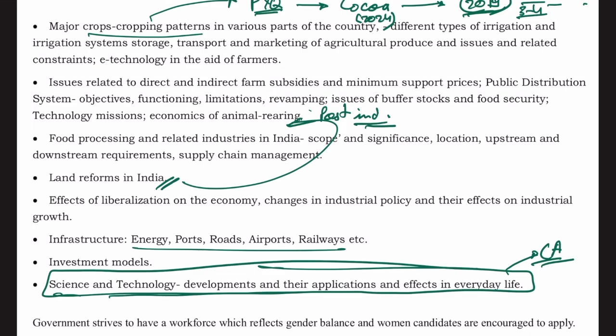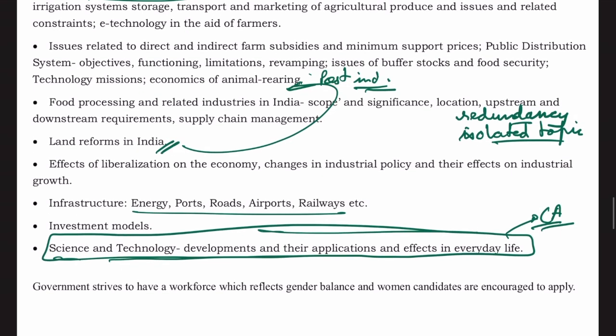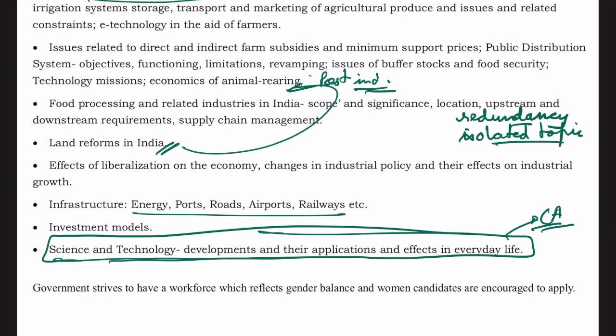So this is the major portion which I wanted to tell you, that you should see what topics are present in multiple papers, what topics are redundant in GS1, 2, 3. This is the major thing which you have to see, right? Second, you have to see isolated topics, right? And the third thing which you have to see is how can I make notes for mains and prelims combined, right?